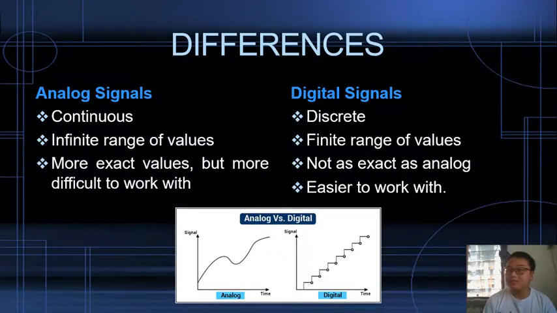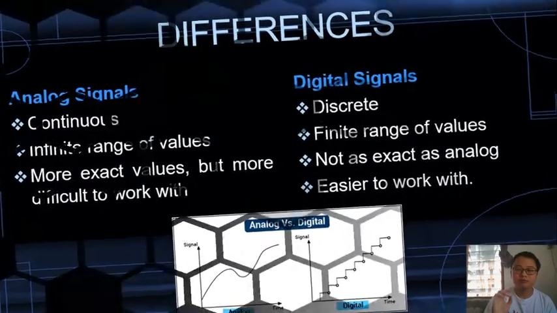Analog signal is continuous with an infinite range of values, and is more exact but more difficult to work with. But a digital signal, however, is discrete and has a finite range of values, not as exact as analog, so it's much easier to work with. So next, move on.